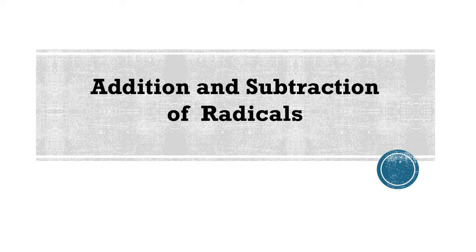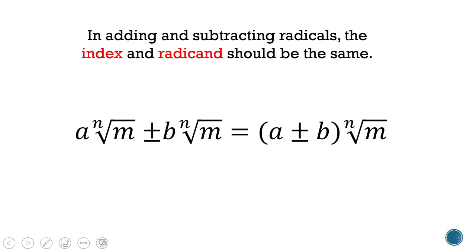Good morning. Today's lesson is about addition and subtraction of radicals. The only way we can add radicals is if the indices and the radicands of the given radicals are the same. Index is here and radicands, they're there. Once we see that the indices and the radicands are the same, we can do the indicated operation on the coefficients. Let me give you examples.